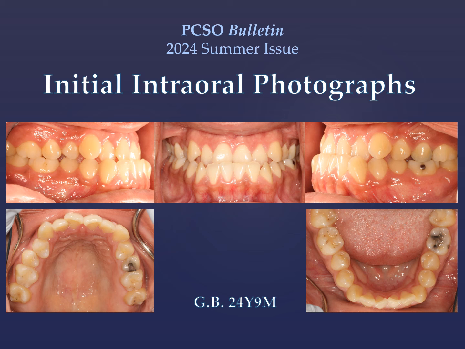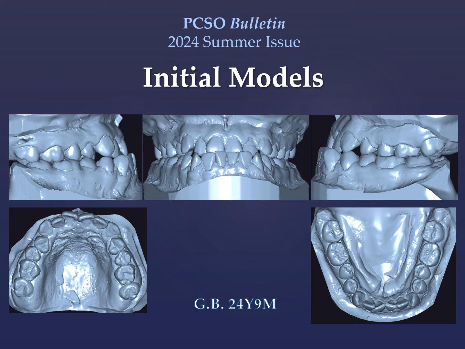Curve of Spee was appropriate, measuring 1 millimeter, and her curve of Wilson and curve of Monson were excessive at her second molars, measuring 2 millimeters. Her maxillary and mandibular intermolar widths were 49 millimeters and 47 respectively. Here you can appreciate her initial models and her half-step dental class 3 molar canine relationship with anterior crossbite.